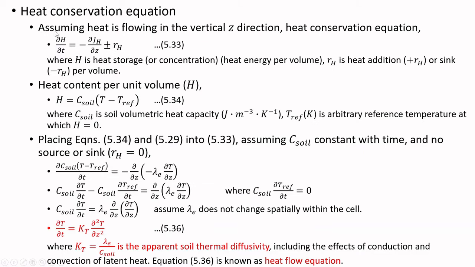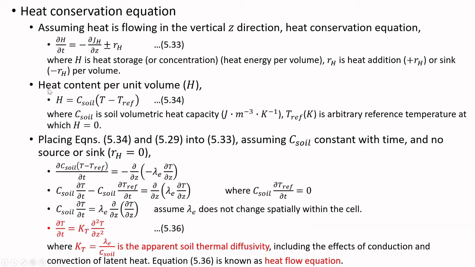So this equation assumes that heat is flowing in the vertical z direction. That's why you have the dz here, because it's the vertical direction. Heat conservation equation, so we have this form. H is heat storage or concentration, heat energy per volume. R is heat addition when it's positive, and becomes a sink when it becomes negative. So this is a heat addition or heat sink per volume.